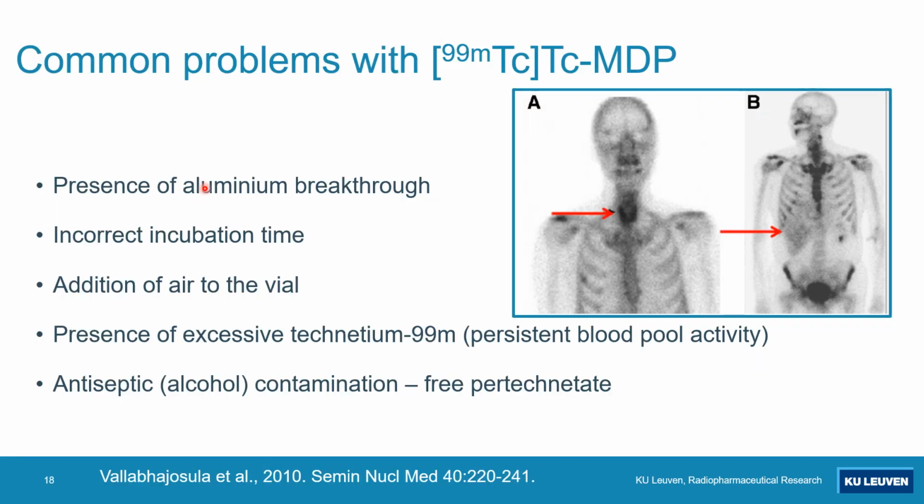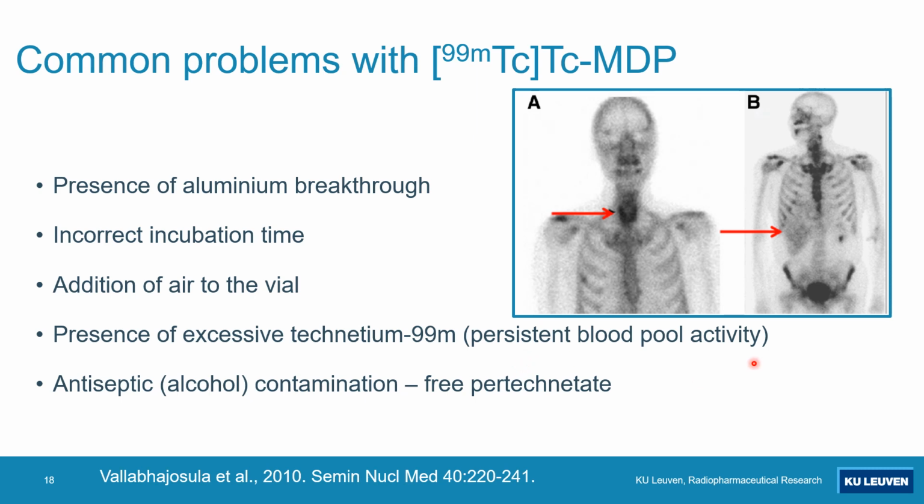So, common problems with technetium MDP. Why can this go wrong? If you have alumina breakthrough and you've not tested, you will have the destabilization of technetium MDP and accumulation in the liver, as you can see in this picture. This is also from this reference of 2010. If you don't incubate it correctly, if you add air to the vial, or if you have too much technetium, if you've been bashing your kits.